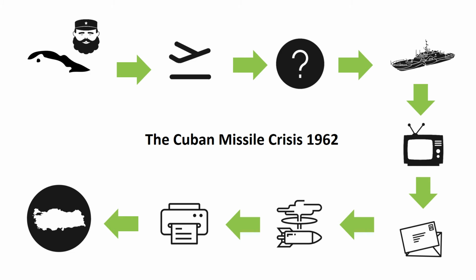There are then a series of letters that go back and forth between Khrushchev and Kennedy, and Kennedy's taking a strong stance and Khrushchev is taking a strong stance as well. And tensions are really high. Remember, this is the closest the world has ever got to nuclear war. So tensions are very high.